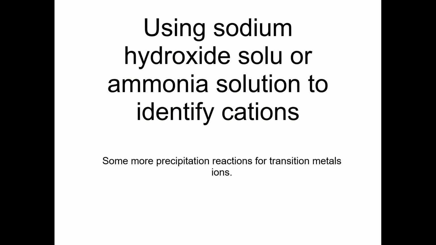Right, so that is how we test for anions. That's how we test for cations using flame tests. We also have to be able to test for cations using solutions of sodium hydroxide and solutions of ammonia, and these form what we call precipitation reactions.